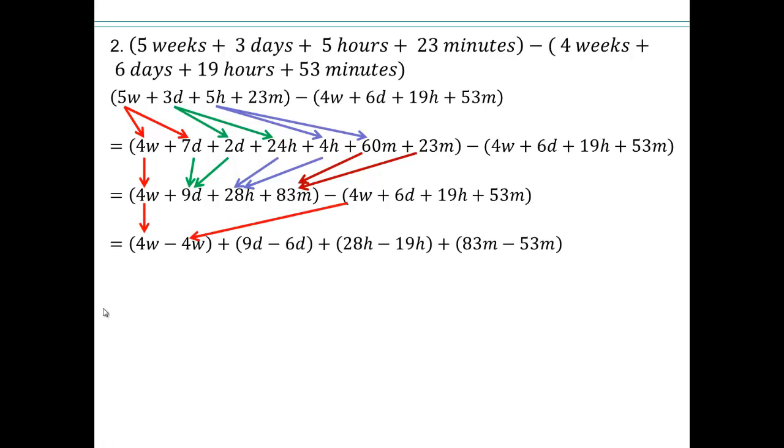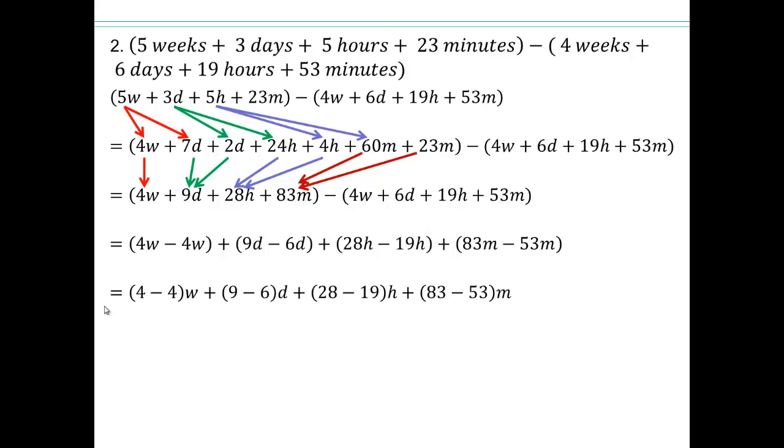Okay, so now let's do our subtraction. So the 4 weeks minus 4 weeks, 9 days minus 6 days, 28 hours minus 19 hours, 83 minutes minus 53 minutes. So when we do the subtraction, again, remember you can only add or subtract like terms. So 4 minus 4, which will give me 0 weeks. 9 minus 6 days will give me 3 days. 28 minus 19 hours will give me 9 hours. 83 minus 53 minutes is 30 minutes. Another way to write 30 minutes is half hour. So you could say 3 days and 9.5 hours. Or 3 days, 9 hours, and 30 minutes.